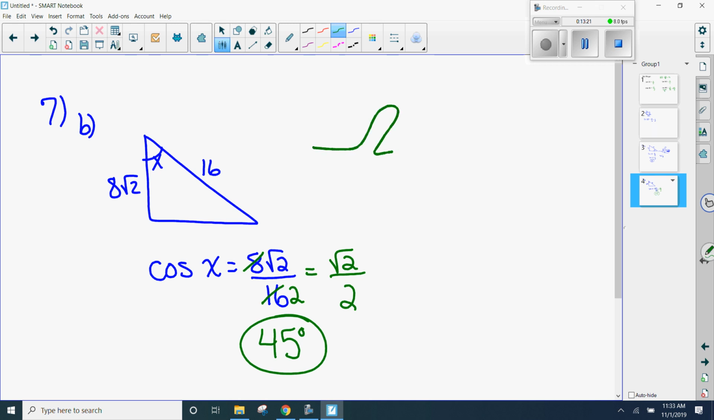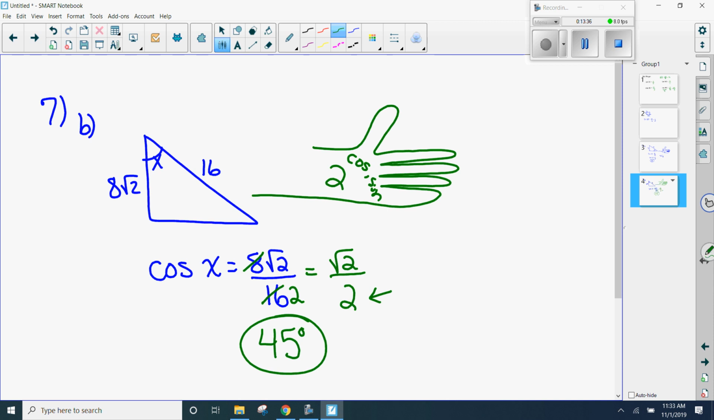So you sit here, you have your thumb, your pointer finger, middle, ring, pinky. Here's your 2, cosine, sine. We have our 2 in the palm, which is right here. There's the palm of your hand. So here's your fingers. Here's the palm. So you want 2 fingers. So you have to fold this one in. And that's where you get your 45-degree angle.